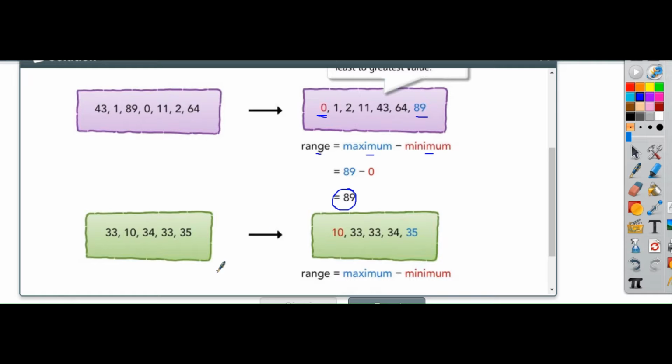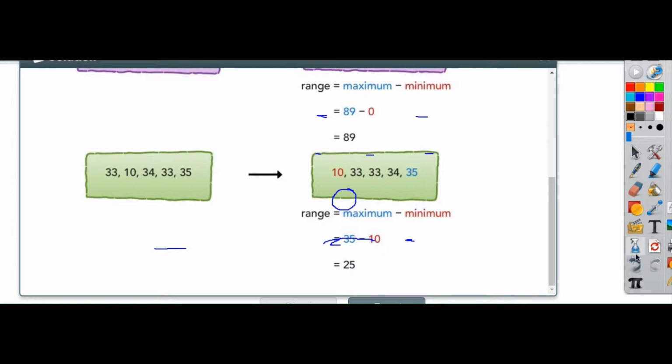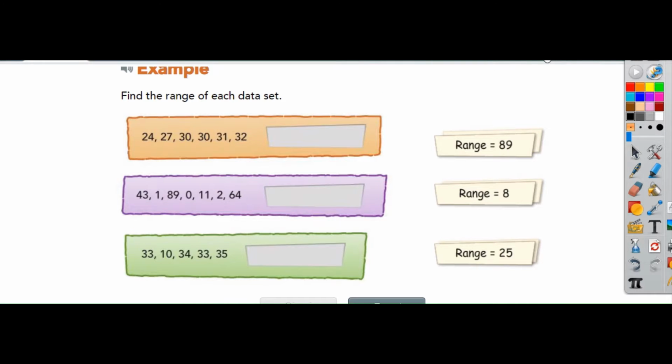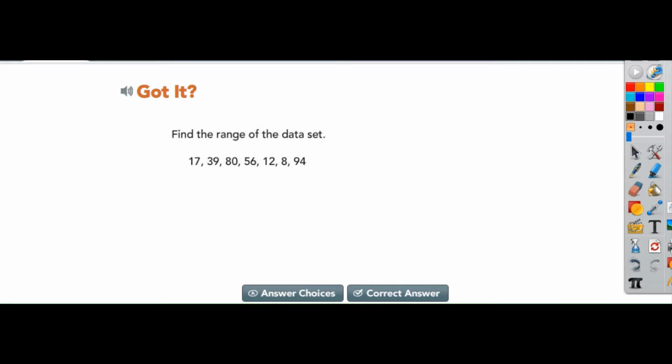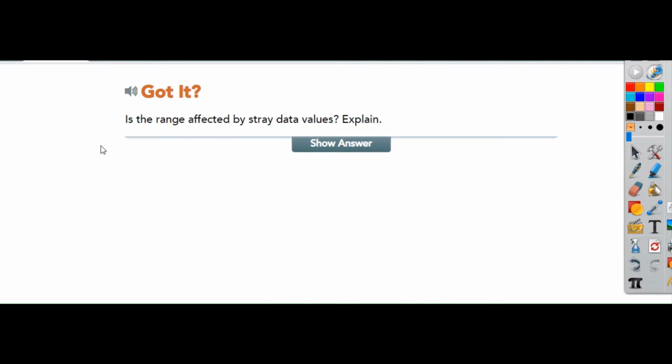And then for the green, we have our data set. We put our data set in order so we can easily see the lowest value and the highest value. And then once we subtract them, we will get the range. So 35 minus 10 is going to be 25. So the range of our last data set is 25. Easy enough. Go ahead and find the range of this data set. Remember, range is the highest value and the lowest value. You have to subtract the two. The highest value is going to go first.